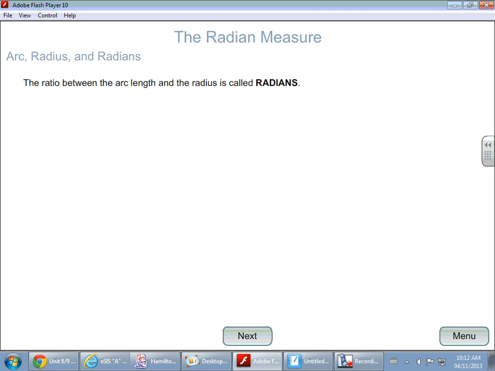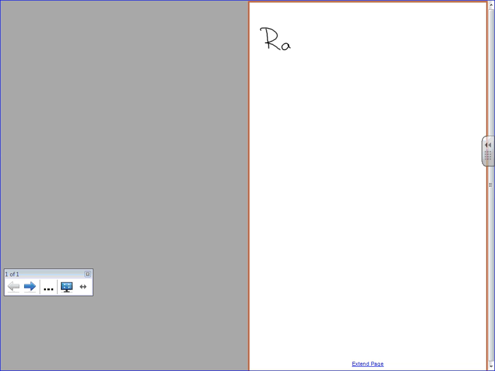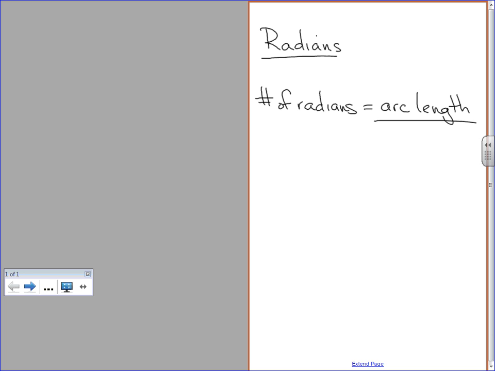Okay, so let's figure out the relationship between the number of radians and the number of degrees in a circle. So we'll go up to here. And we're going to be working on radians. So remember that radians are just a new way of measuring angles. The number of radians is equal to the arc length divided by the radius. So whatever that answer is, that's the size of your angle in radians.